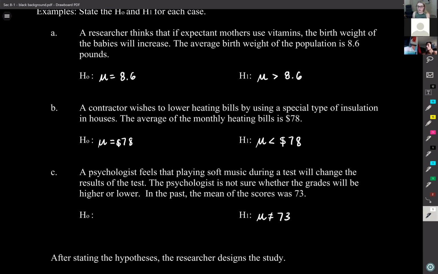And this is what's called a two-tailed test, where you don't have an idea if it's going to be higher or lower than the mean, but you just think it's going to be different. So it could end up on either side of the mean, and that's your alternative. So that means our null hypothesis is just going to be mu is equal to 73.